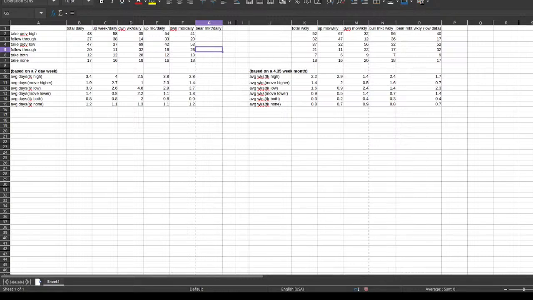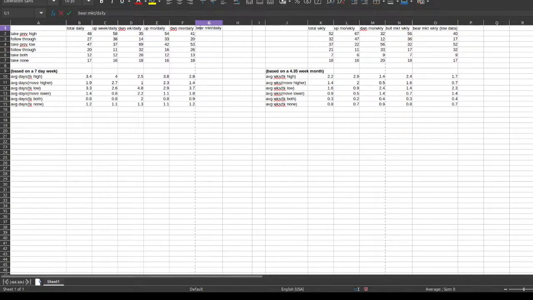This is going to be our bear market. This one's going to be our... No, this one's going to be our bull market, because we started with the up and down, right? So we're going to keep that theme. And this one's going to be the bear market. There you go. Perfect.